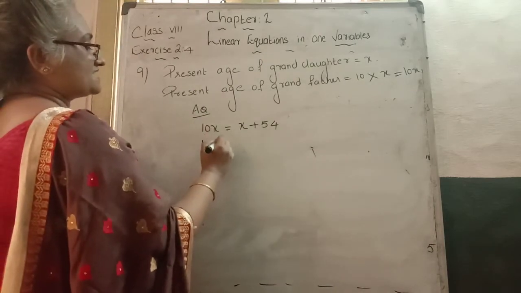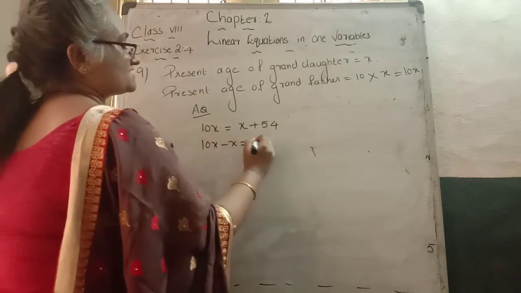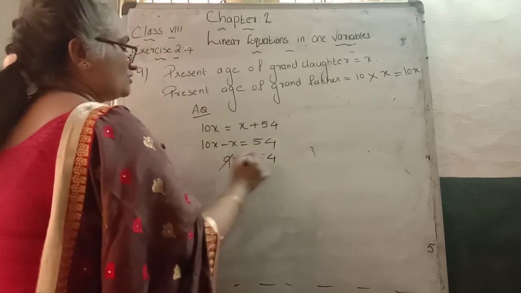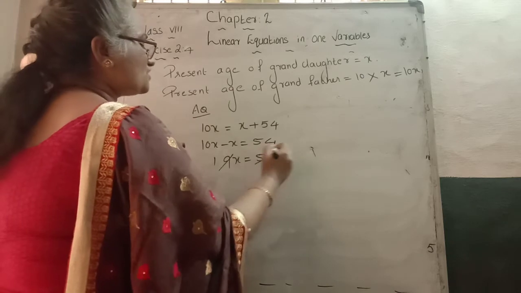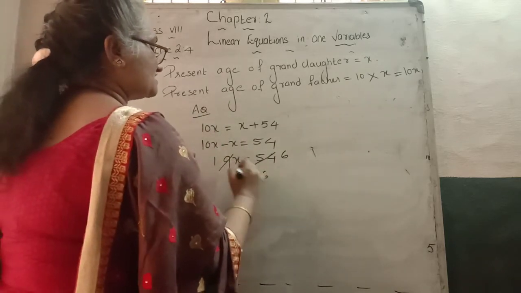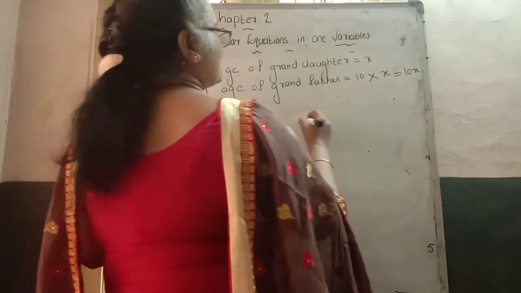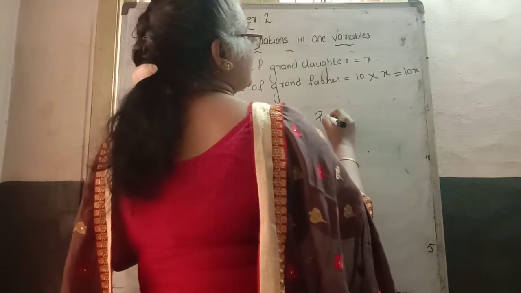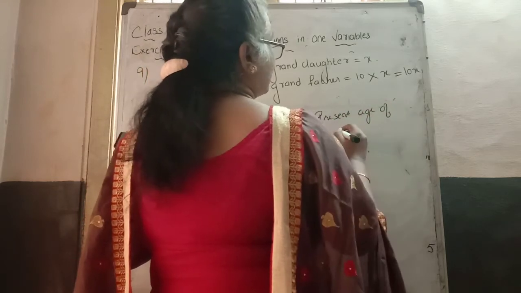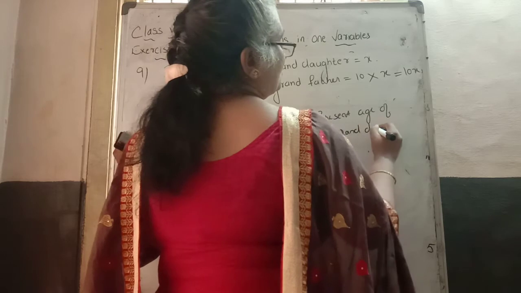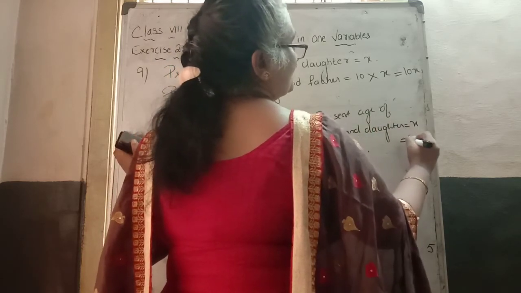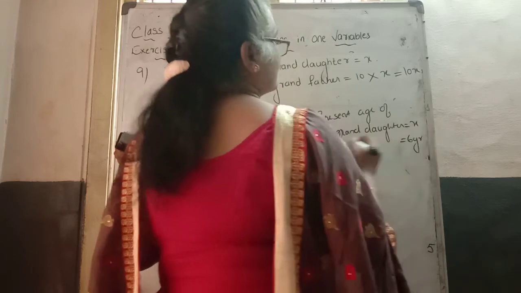So x, 10 plus x brought to the left side comes to be minus x is equal to 54. So 9x is equal to 54. 9 table, use it to cancel. So how much? 9 table, 9 6s are 54. So the x value becomes how much? 6 is our x value. Therefore, what we can say, the question is the present age of the granddaughter. Granddaughter is equal to how much? x. x means how many years she has? 6 years.